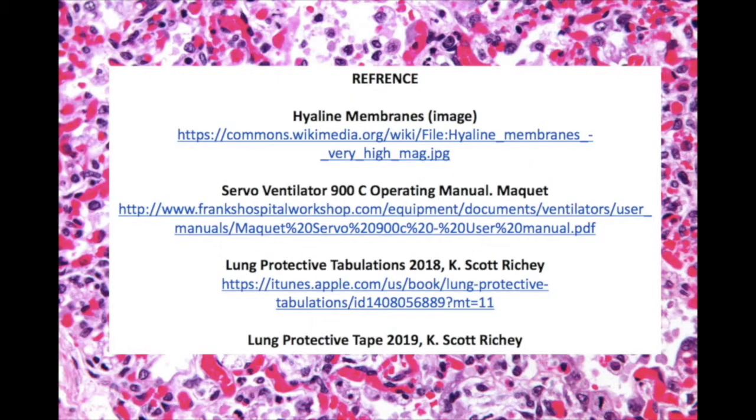Reference and attributions. First, background images of some slides were created by using a very high magnification of hyaline membranes, as seen in diffuse alveolar damage associated with acute respiratory distress syndrome. Second, the Servo Ventilator 900C operating manual, and a PDF copy can be found at the following link. Third, Lung Protective Tabulations book. And lastly, the lung protective tape.